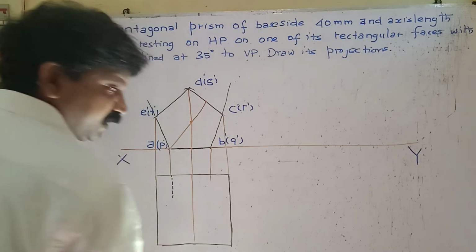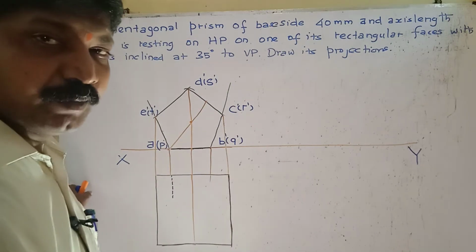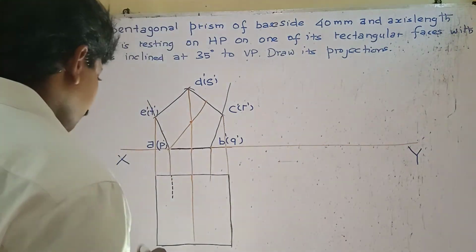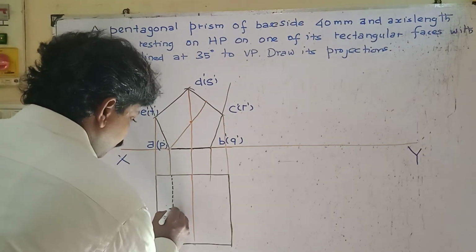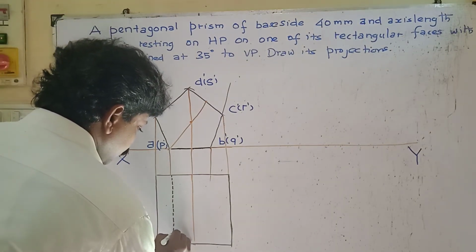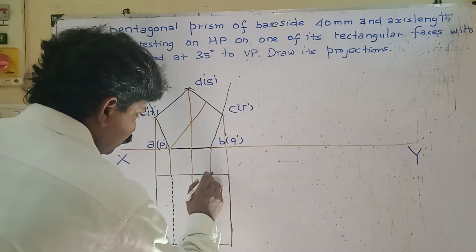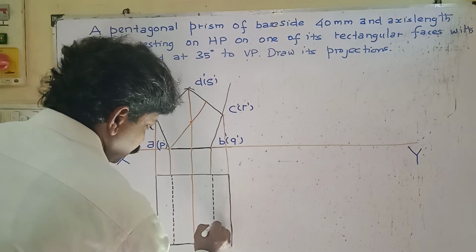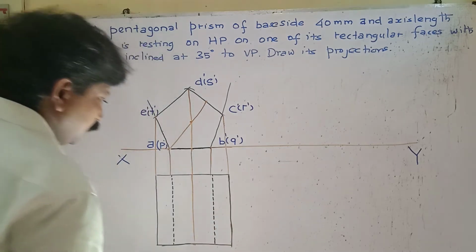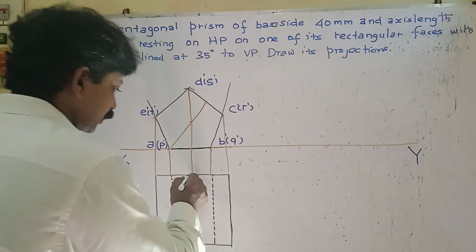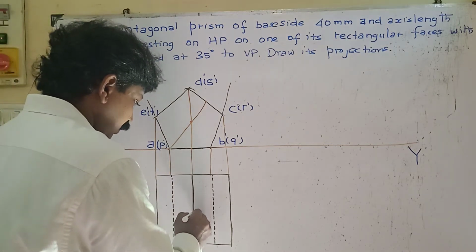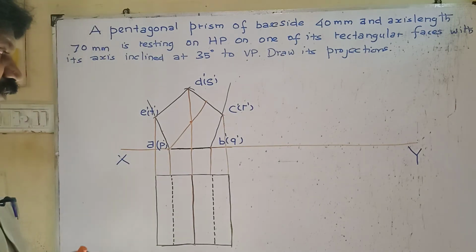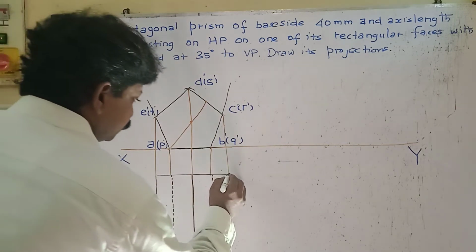How to draw invisible edges? 2 to 3 mm line, 1 mm gap, 2 to 3 mm line. Okay, the two long invisible edges. Complete the top view.